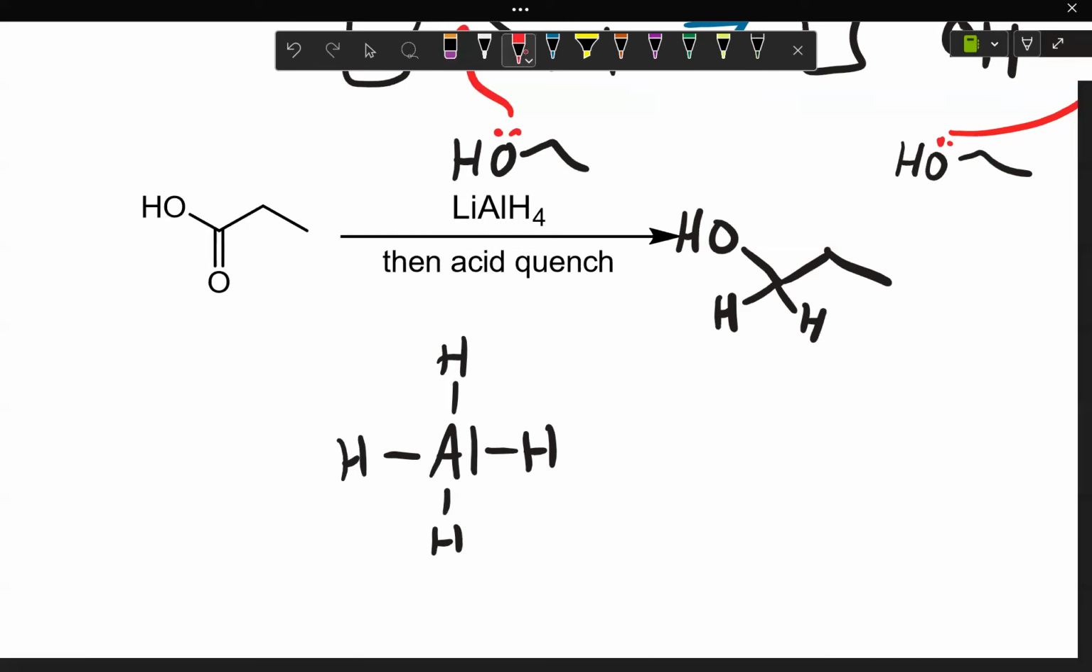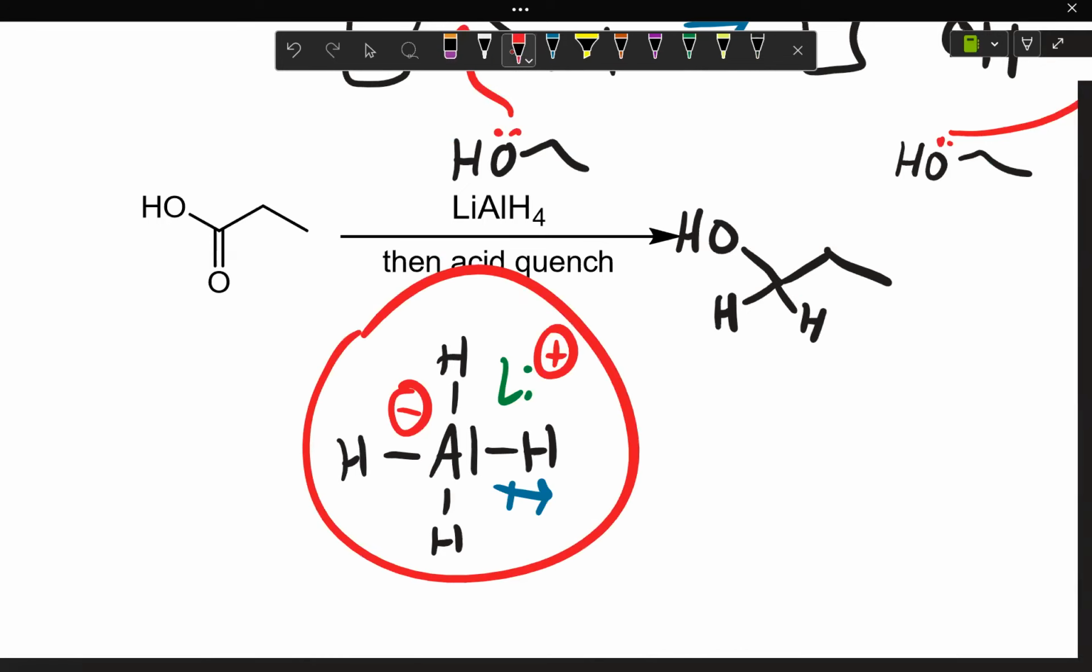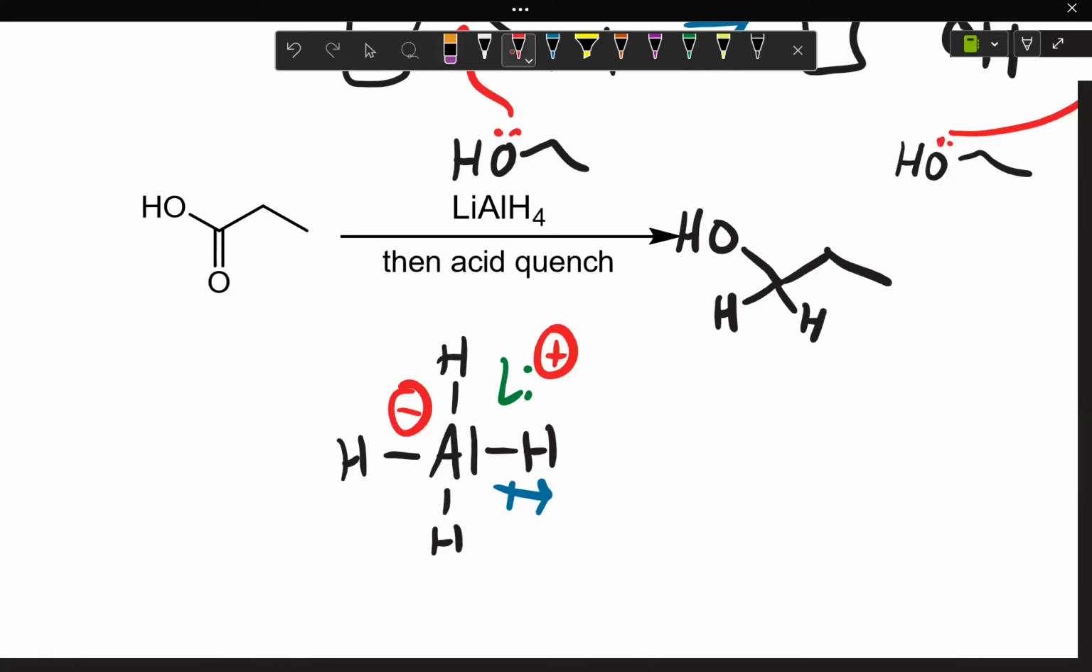Aluminum with 4 hydrogens, and aluminum has a negative charge. And if you care, the lithium is just going to be hanging around with a positive charge. If we would draw the dipoles, they would be going towards the hydrogens because hydrogen is more electronegative than aluminum. And given that, in this molecule, the hydrogens are the ones that are owning these bonds, meaning that the hydrogens are going to be the ones that act as nucleophiles. So that's what's going to happen.